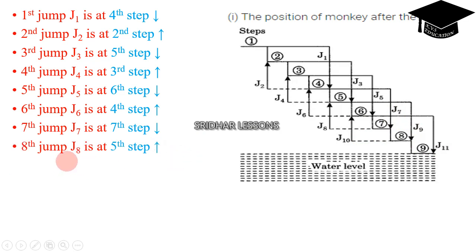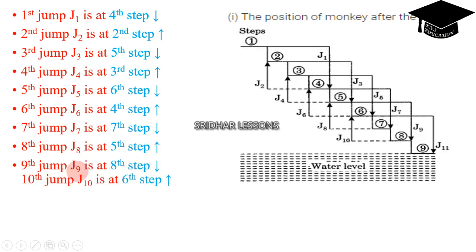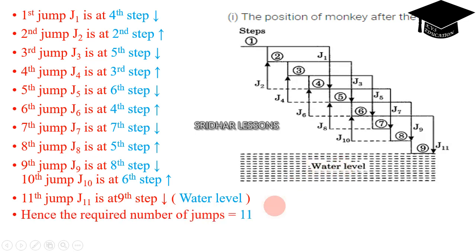And the 8th jump, J8 is at the 5th step. Ninth jump, J9 is at the 8th step. And the 10th jump, J10 is at the 6th step. 11th jump, J11 is at the 9th step, downwards. That means the water level. Hence, the required number of jumps is 11 jumps.